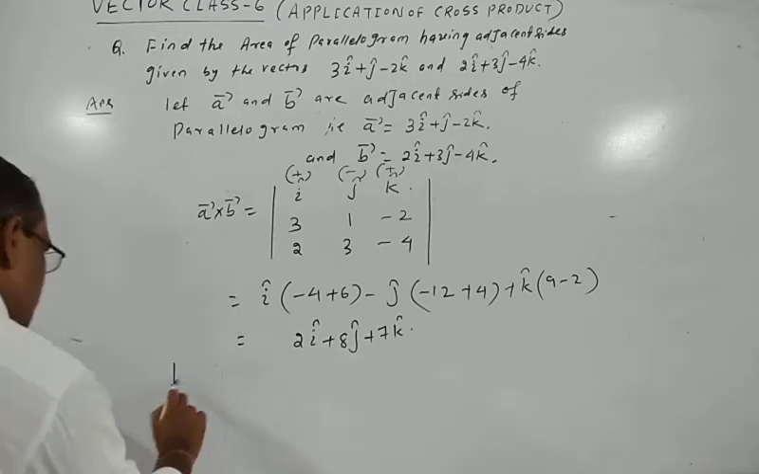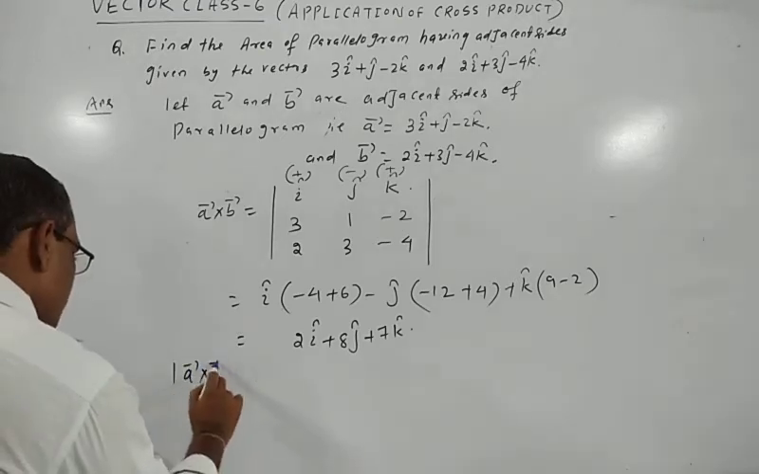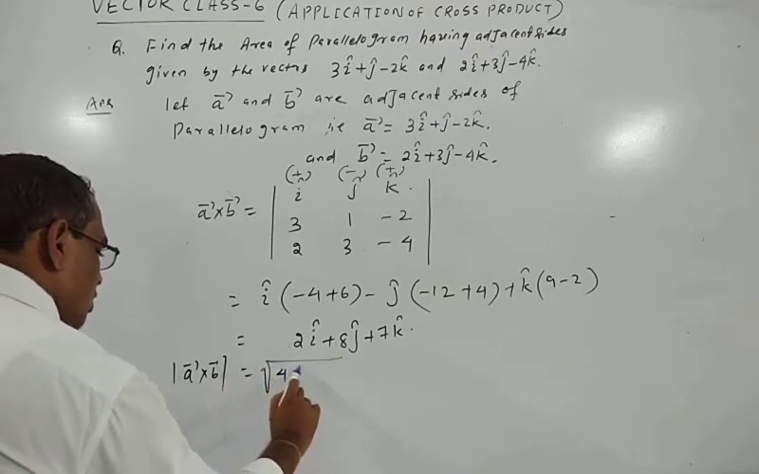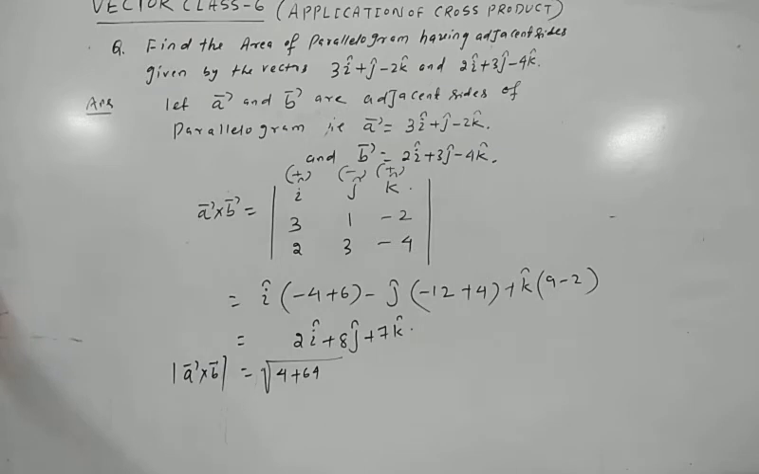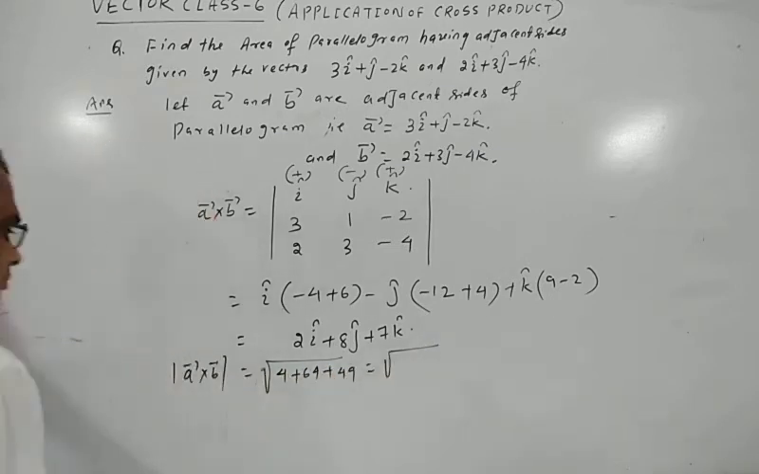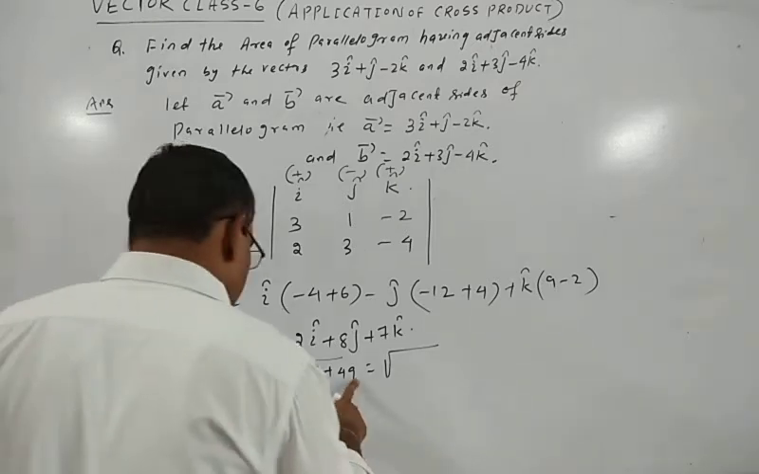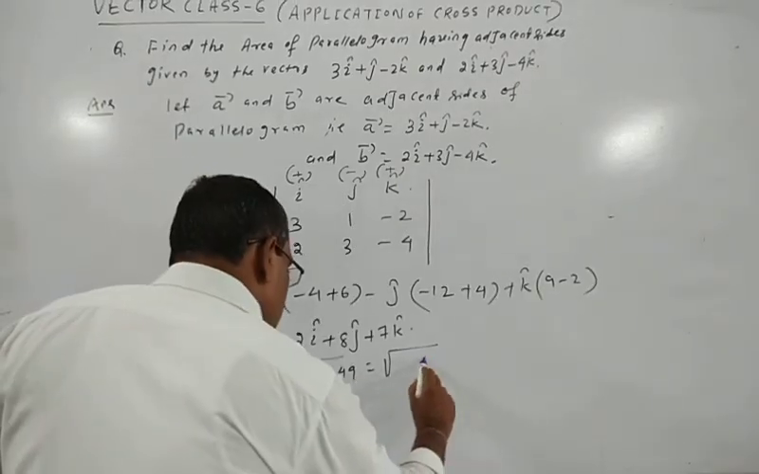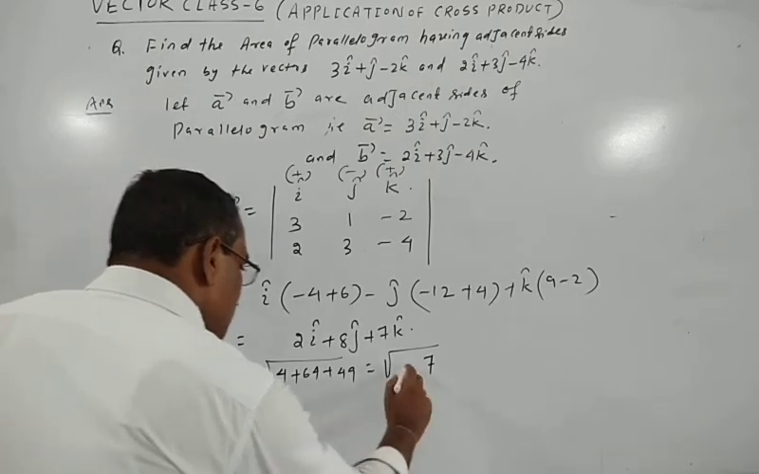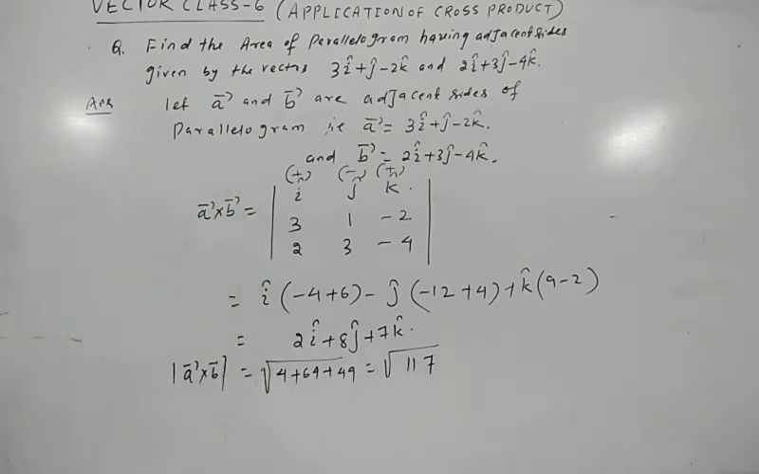And a vector plus b vector magnitude. The magnitude is equal to root of here 4 plus 64, 8 square 64, 7 square is 49. So this is equal to root of 4 plus 64 is 68, plus 49, 117. So this is equal to root of 117.